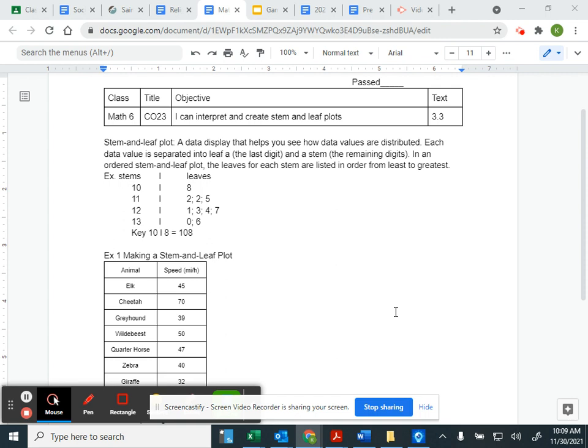So let's learn about the stem and leaf plot. It is a data display that helps you see how data values are distributed. Each data value is separated into a leaf, the last digit, and a stem, the remaining digits. In an ordered stem and leaf plot, the leaves for each stem are listed in order from least to greatest.